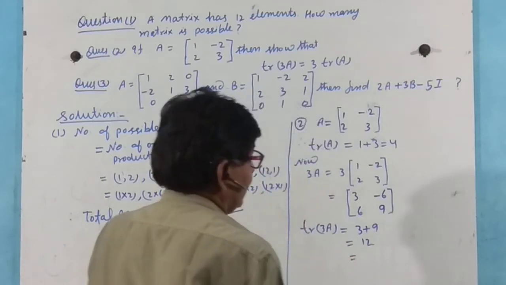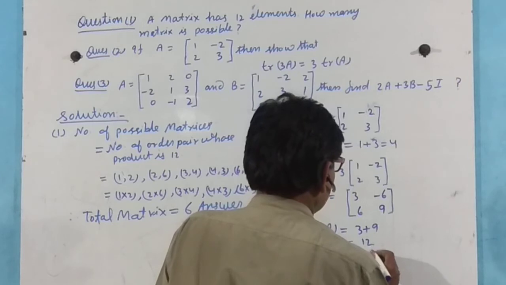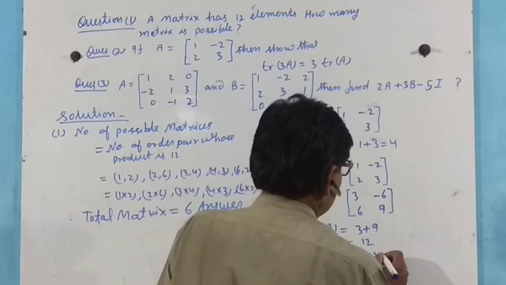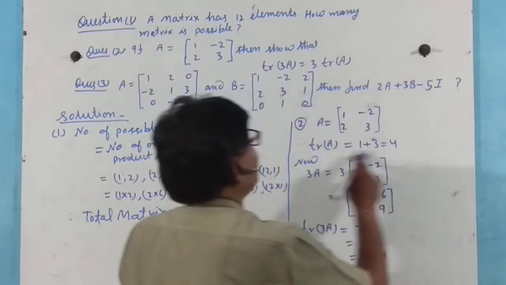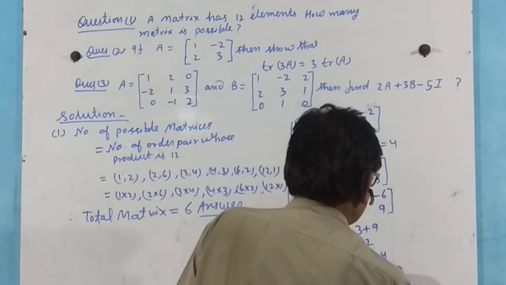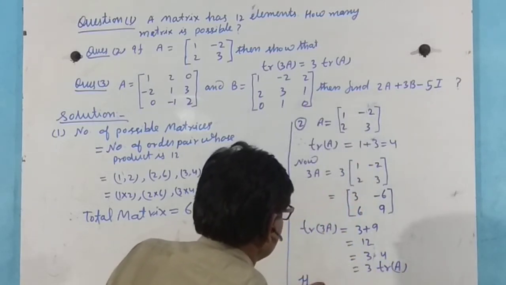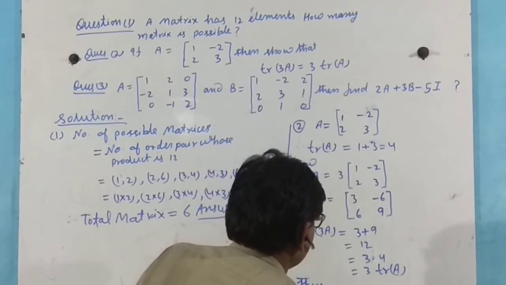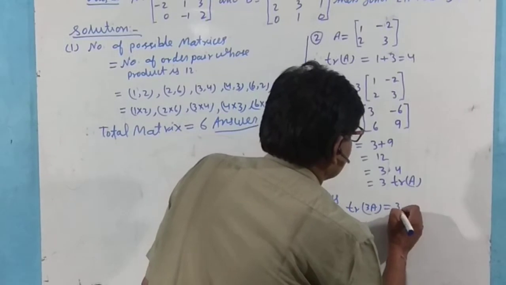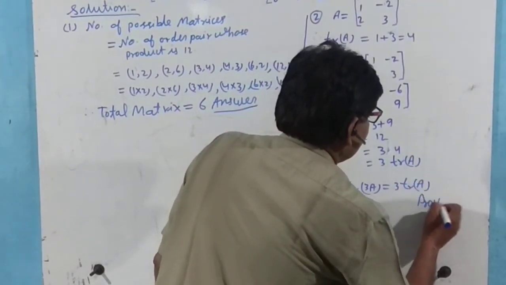It can be written as 3 into 4, and 4 can be written as trace A. Thus, trace 3A equal to 3 trace A, proved.